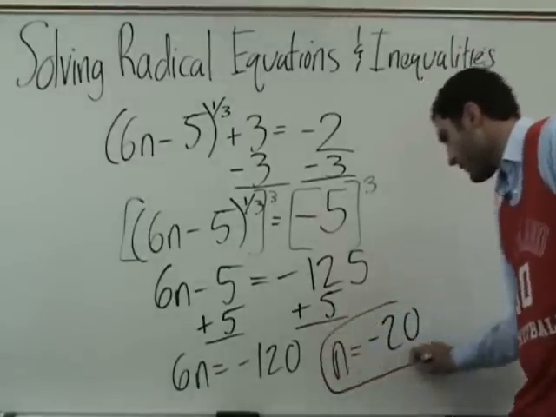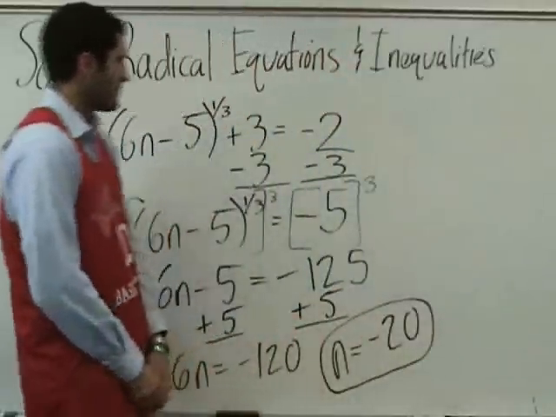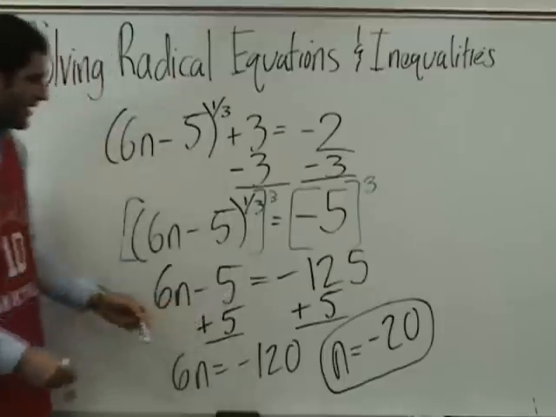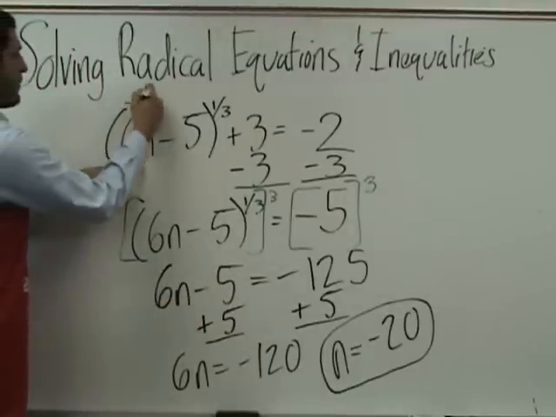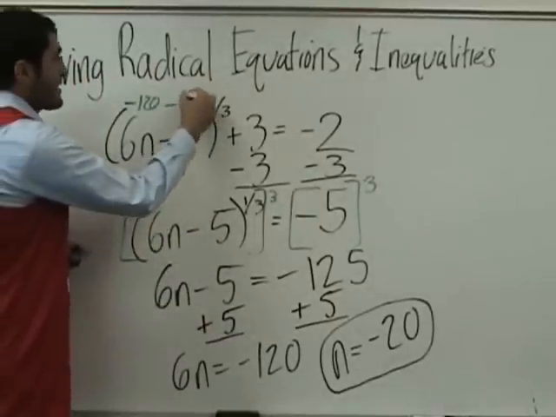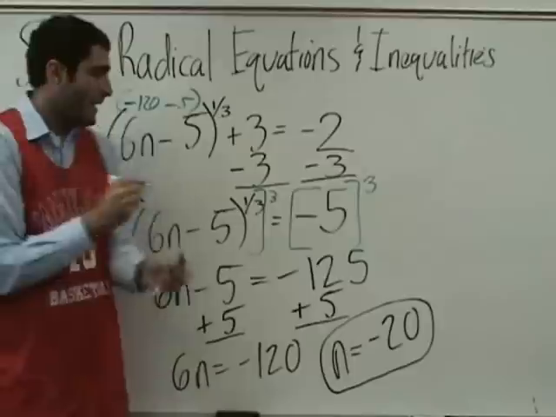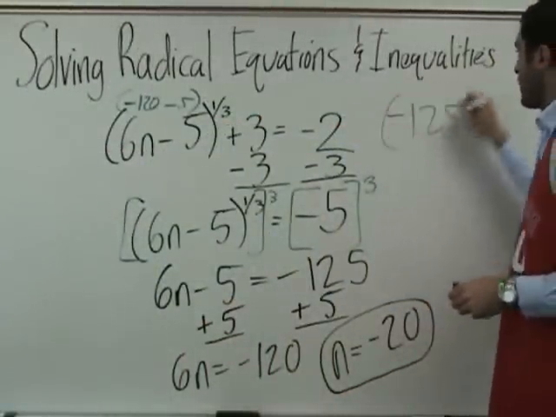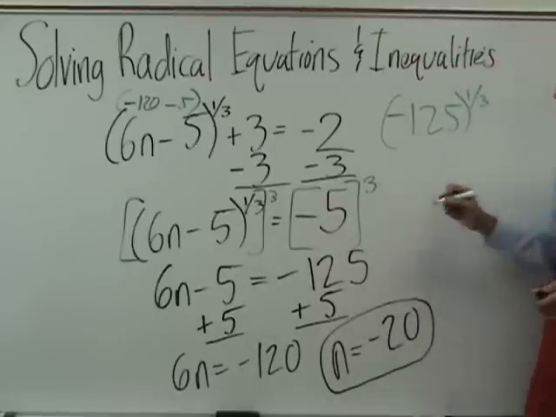Now we gotta plug it back in. Does it work? Well, 6 times negative 20 minus 5 to the 1/3. Let's try it out. This is negative 120. We're plugging it in. Minus 5. That's negative 125 to the 1/3. Let's do it over here. Negative 125 to the 1/3 would be what? Which is really negative 5.